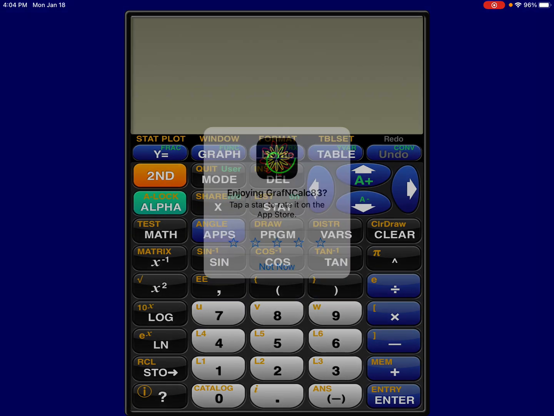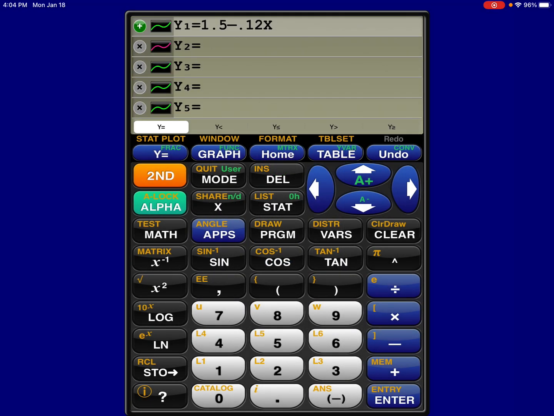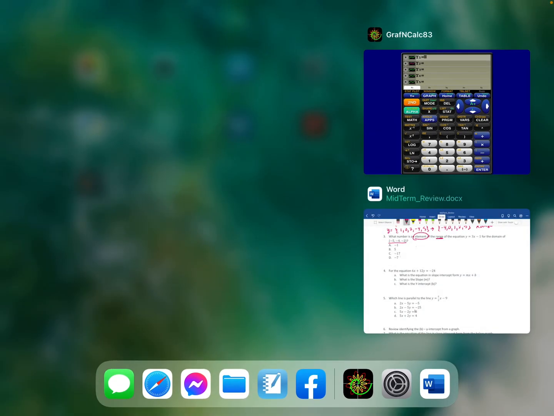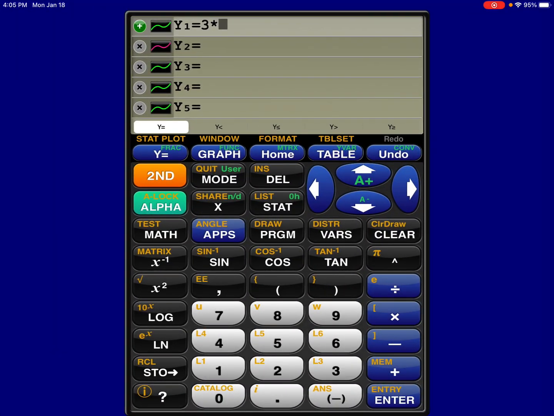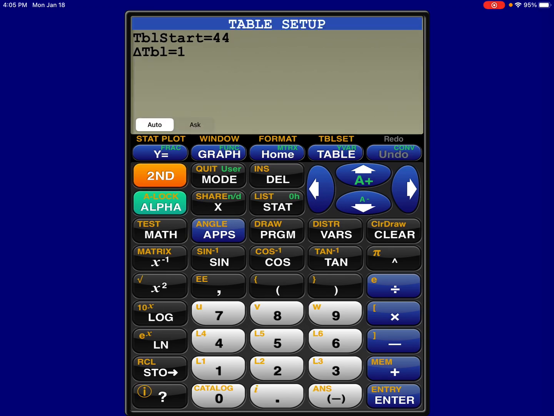Oh, it's had new features. All right, so I'm going to go ahead and put in that equation. That equation is 3x minus 1. And I'm going to go look at my list of table values. So I'm going to go to my second table and start at 1. Enter.